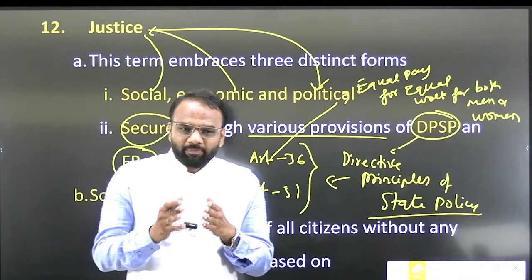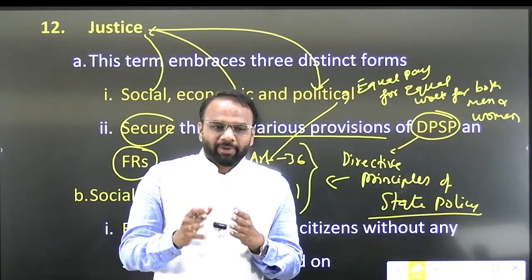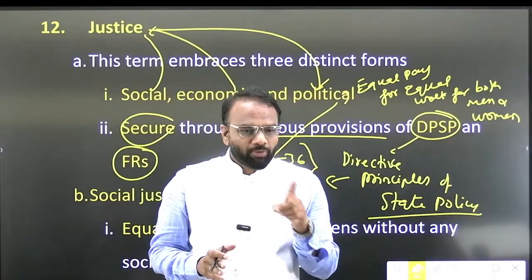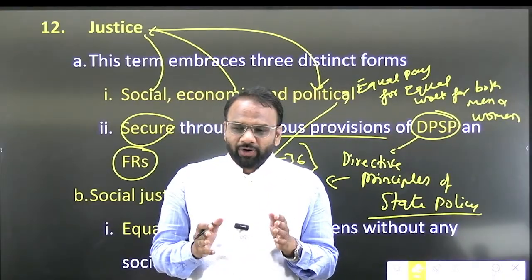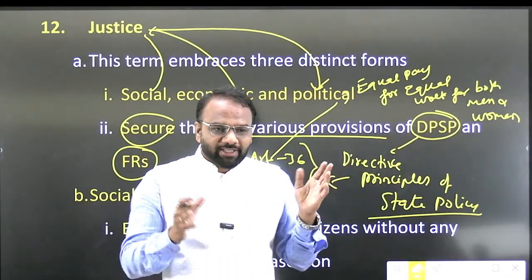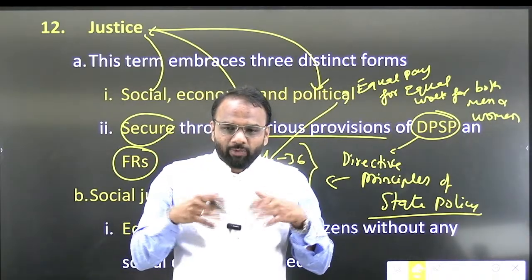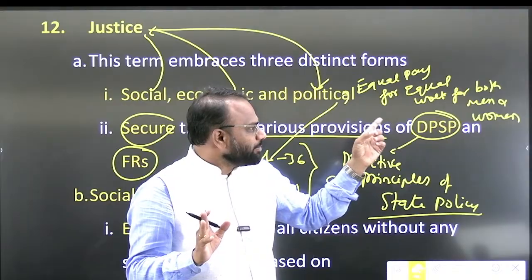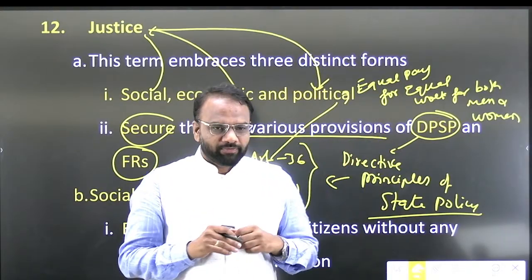Means before giving permission to a factory, the government should say that we'll give you permission only if you pay equally for both men and women. Okay. So DPSP means these things the government should keep in mind while making laws and regulations. One such DPSP is equal pay for equal work for both men and women.